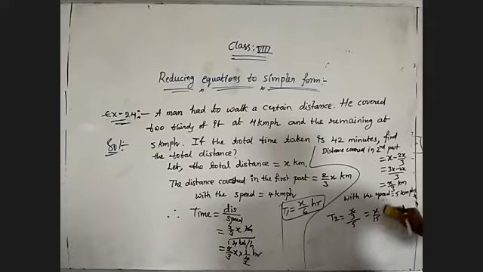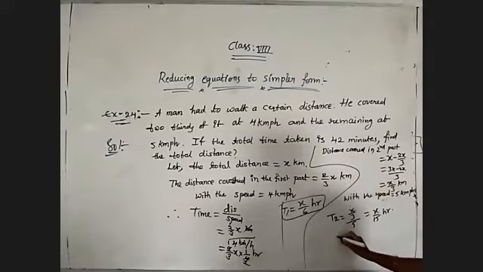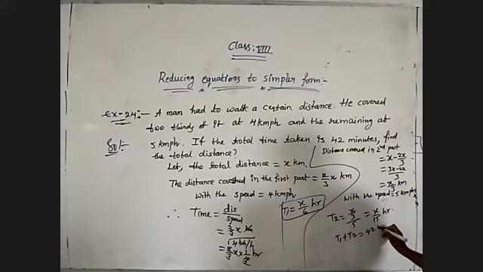Now the total time given is 42 minutes. So T1 plus T2 will be equal to 42 minutes, but we want the answer in hours. So 42 by 60 hours, because 1 minute is equal to 1 by 60 hours. So T1 is x by 6, and T2 is x by 15, and the sum is equal to 42 by 60.